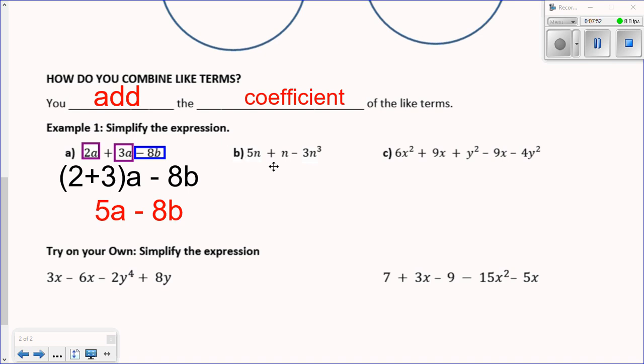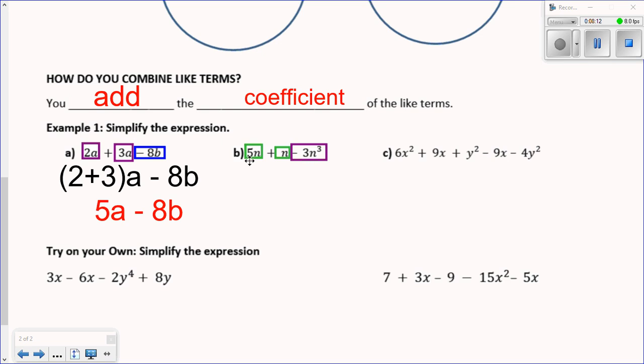So I have a 5n, an n, and a negative 3n cubed. So 5n and n are the same because they both have just n's. Negative 3n cubed is different because it's got that different exponent. So I did that in a different color. So now I'm going to go ahead and combine these guys.